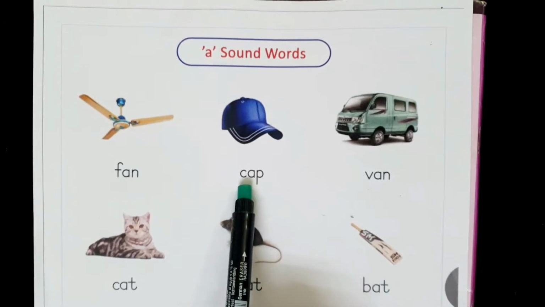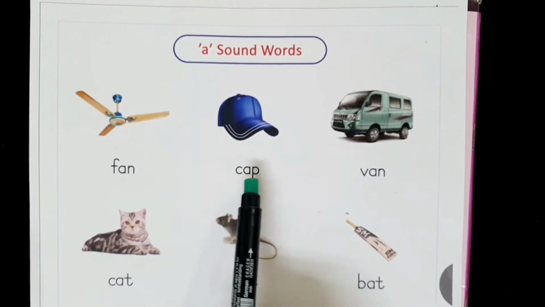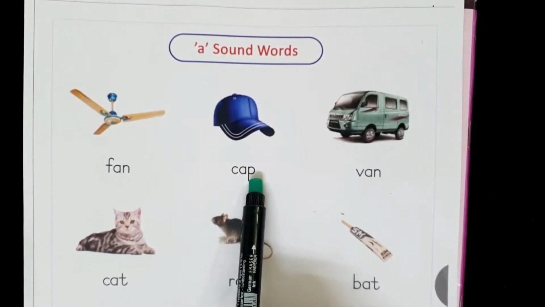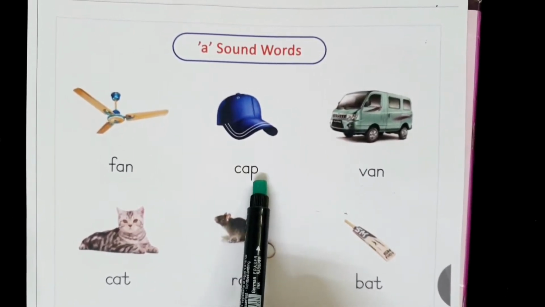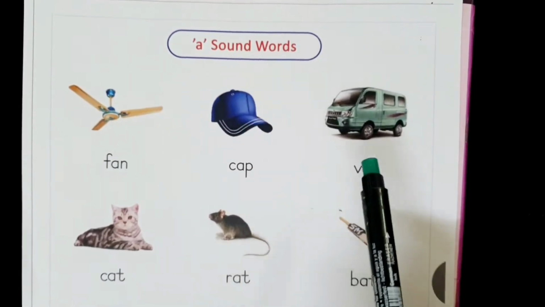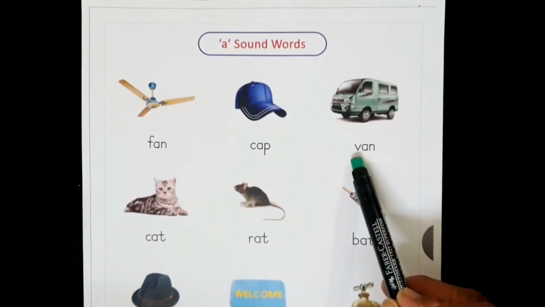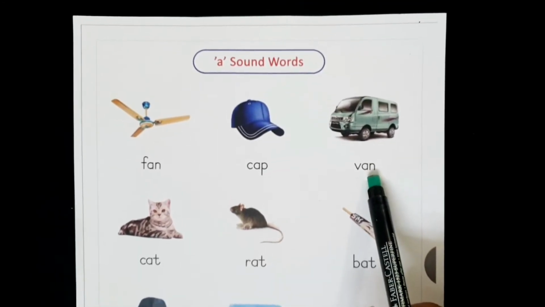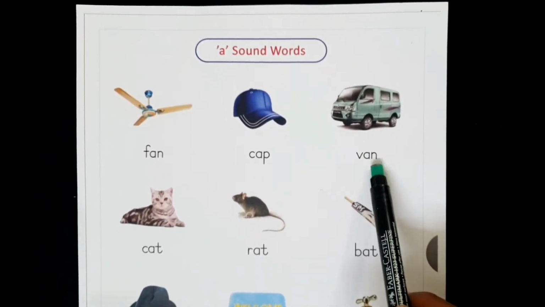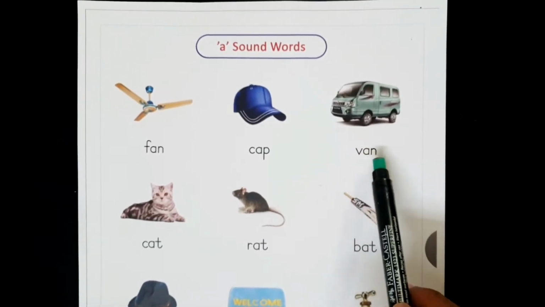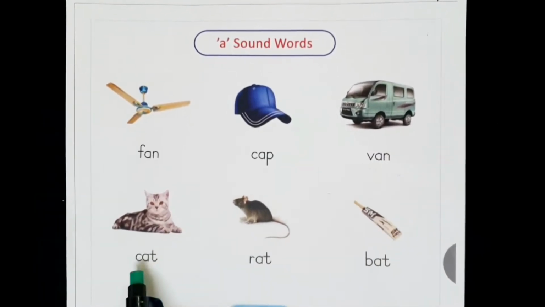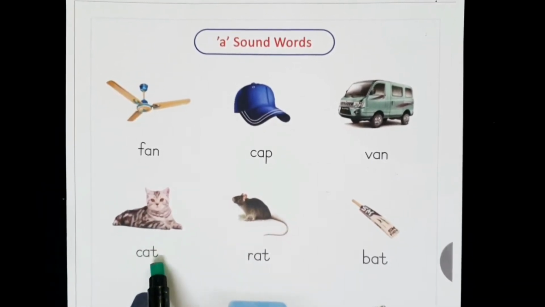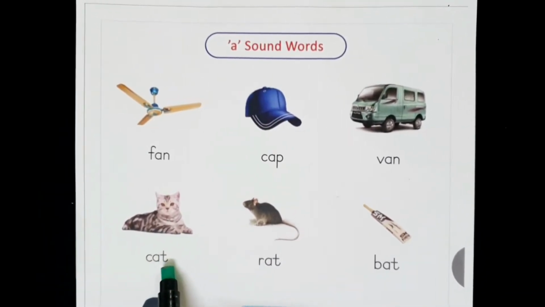Now, what is this? C says ka. What is this? A. A says a. P says pa. Ka, a, pa, cap. What is this? V. V says va. A says a. N says n. Va, a, n, van. V-A-N, van. C says ka. A says a. T says ta. Ka, a, ta, cat.